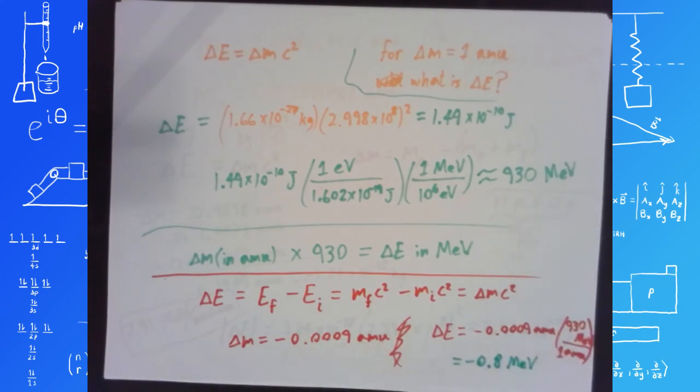And of course they were asking how much energy is produced or released, which means they want the absolute value, 0.8 mega electron volts. That's usually going to be the case. Usually they'll just want the absolute values with these types of questions.